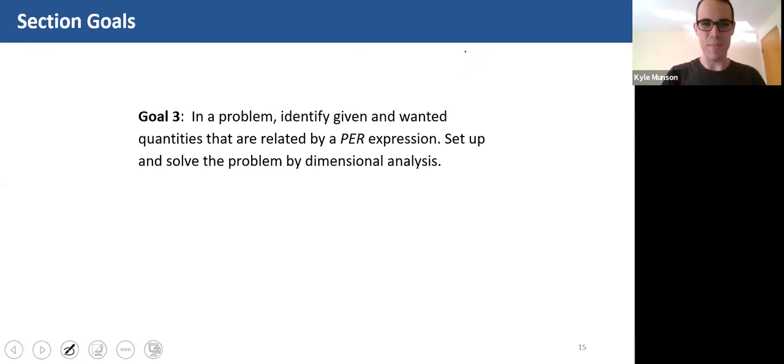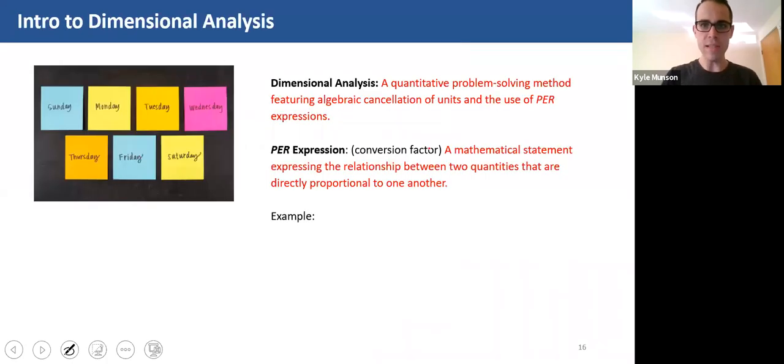Our goal for this chapter is for a problem to identify wanted and given quantities that are related by this mysterious thing known as a per expression. And then we want to be able to set up and solve the problem using dimensional analysis. So what is dimensional analysis? Well, it's a problem-solving method featuring algebraic cancellation of units and the use of a per expression.